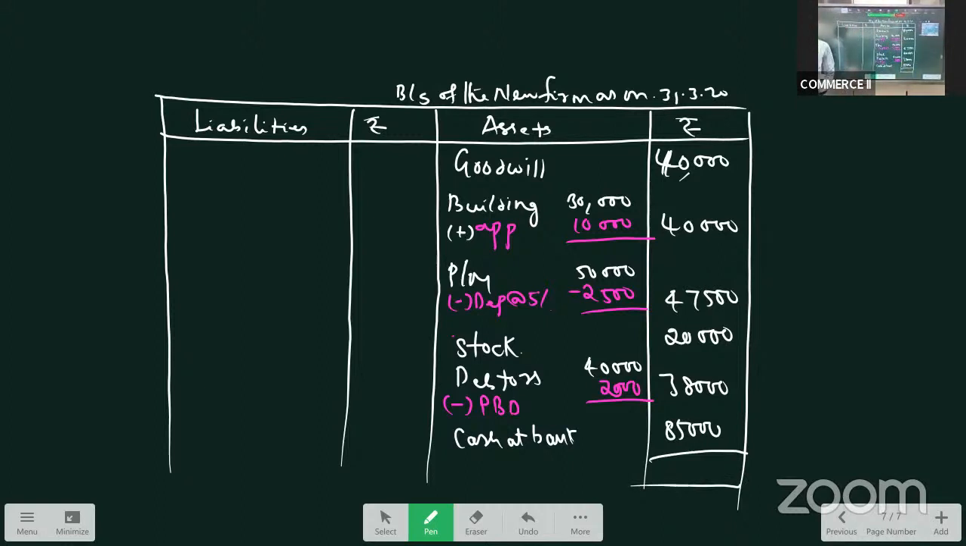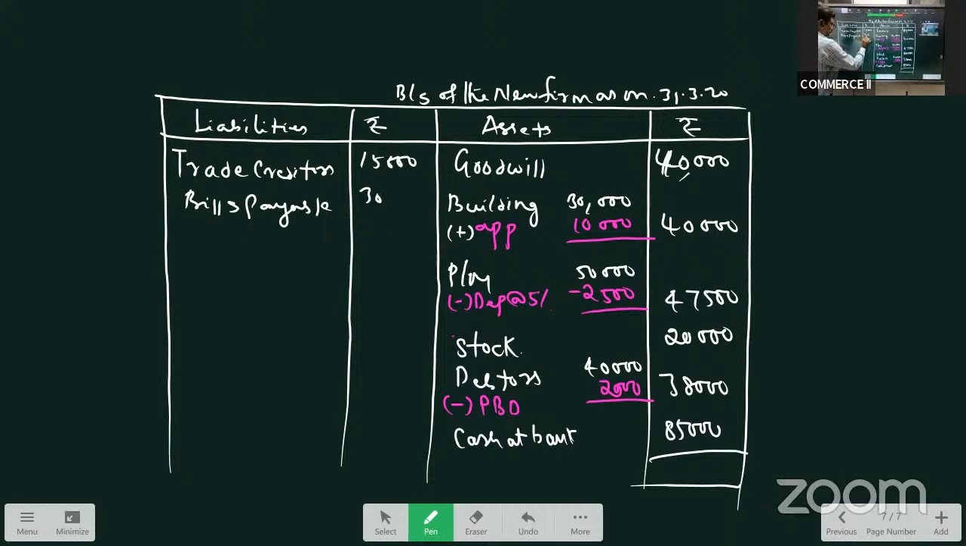Then on the liability side, we have trade creditors, 15,000. Then we have bills payable, 30,000. General reserve and P&L balance we won't take, because we have already distributed those two. We take the capital of A, B, and C.